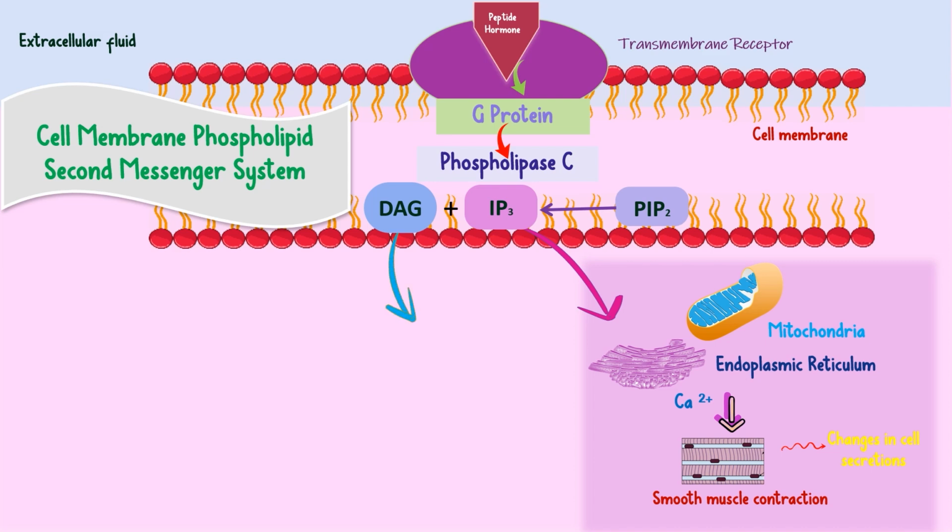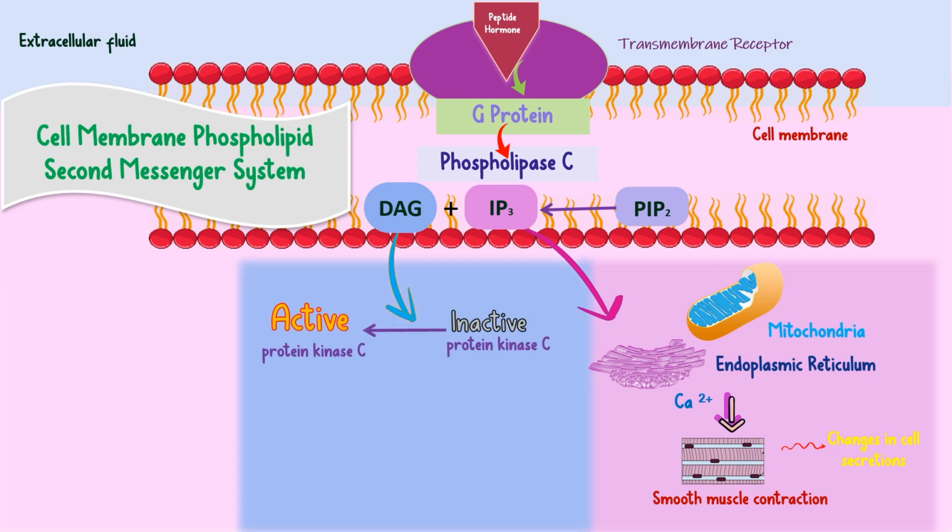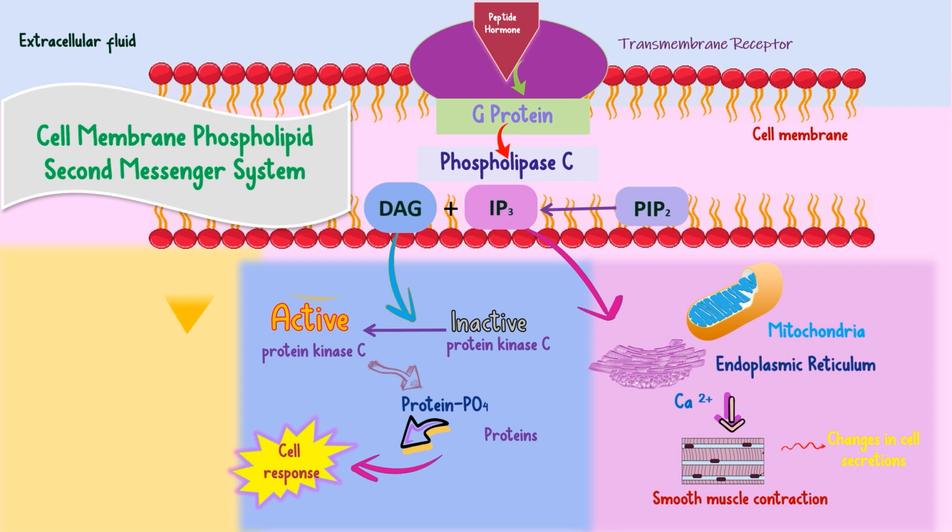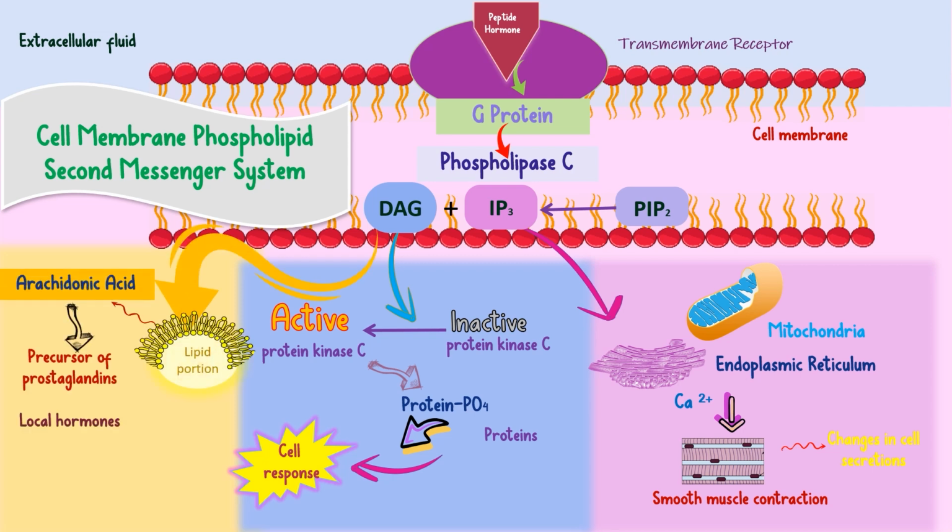DAG activates the enzyme protein kinase C, PKC, which then phosphorylates a large number of proteins, leading to the cell's response. The lipid portion of DAG is arachidonic acid, which is the precursor for prostaglandins and other local hormones that cause multiple effects in tissues throughout the body.